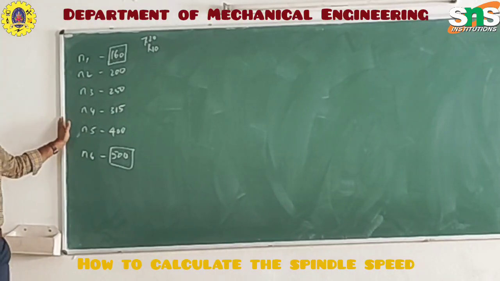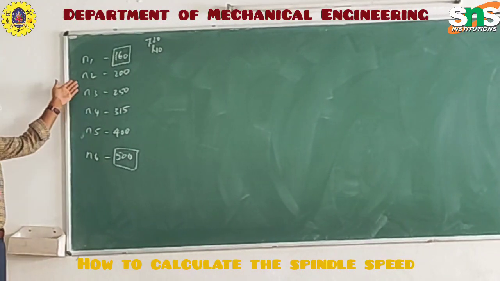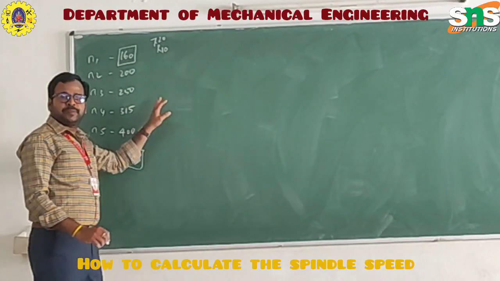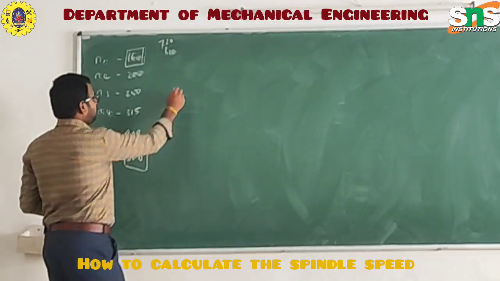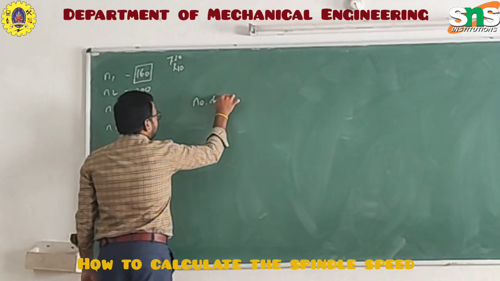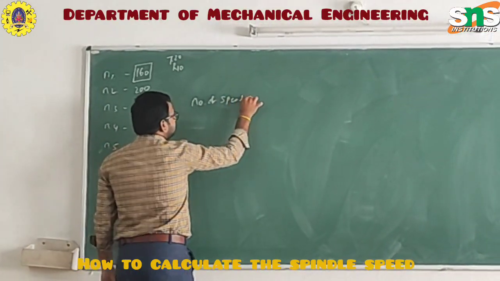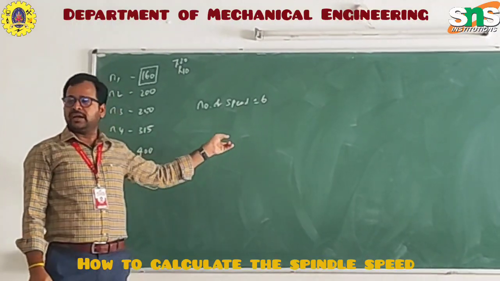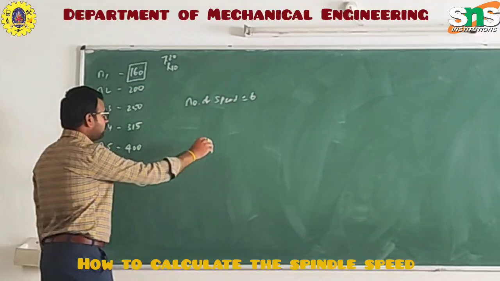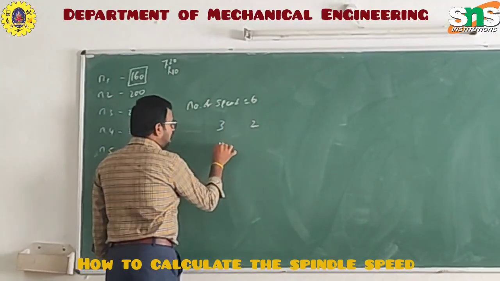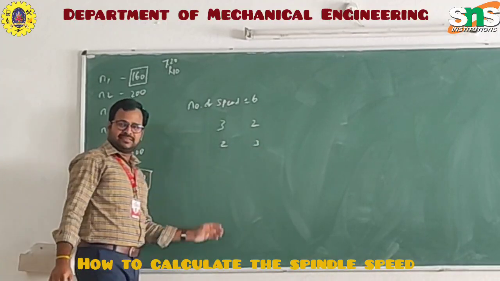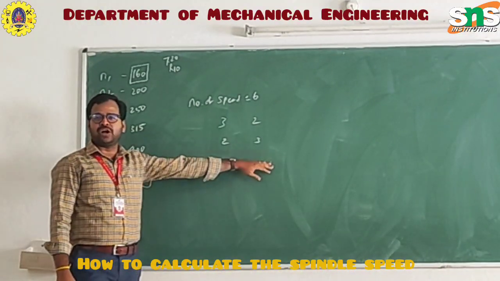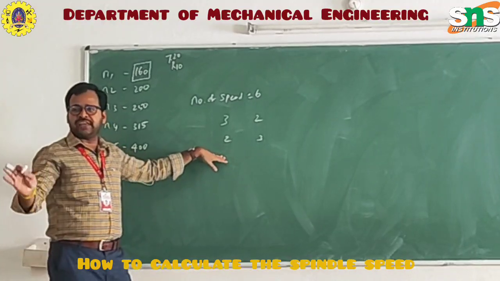Next we want to construct the ray diagram with the help of the in-between spindle speeds. How many speeds do we have? The number of speeds is 6, a 6-speed gearbox. How can we split it into two ways? Either 3 of 2 or 2 of 3. These are the possible ways. One more is there, 1 into 6, but it cannot be attained. That's why we can ignore it.